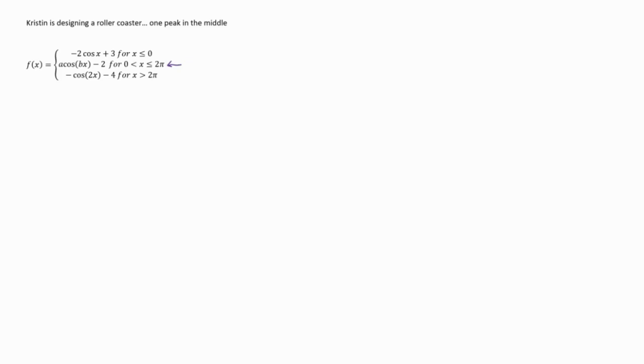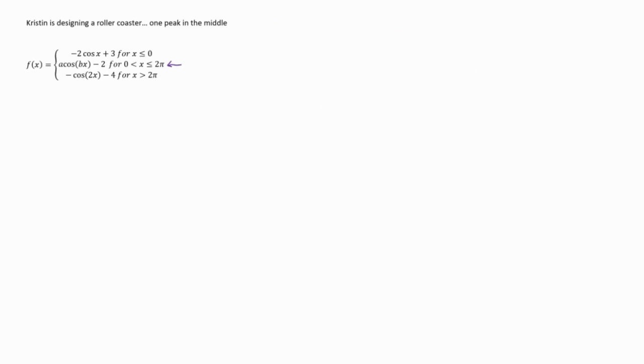So we are going to have to know a little bit about trig graphs in order to create a peak in that middle section. And by peak, she means like she wants it to go like that or something like that. We don't want it to be only decreasing or only increasing. We want something else to be happening.